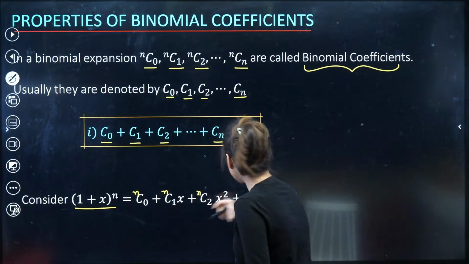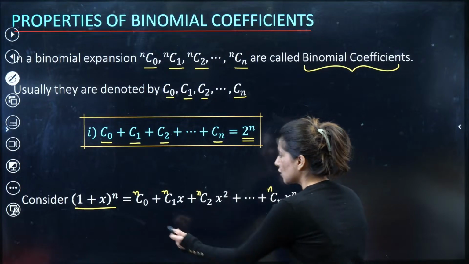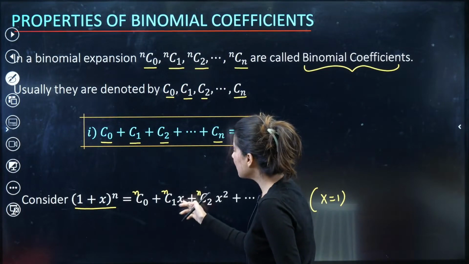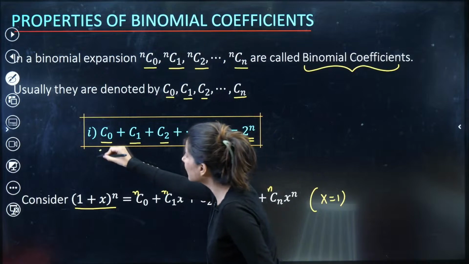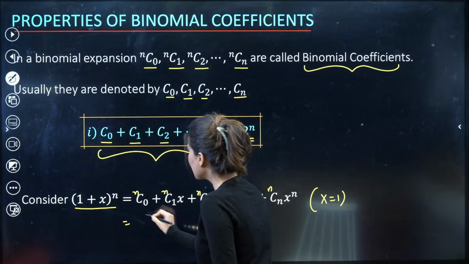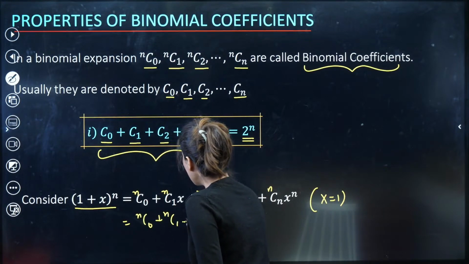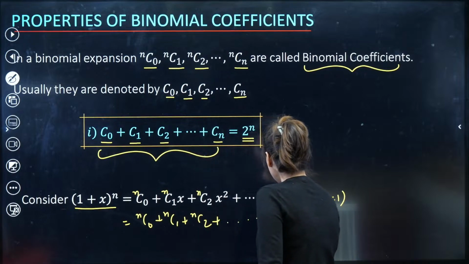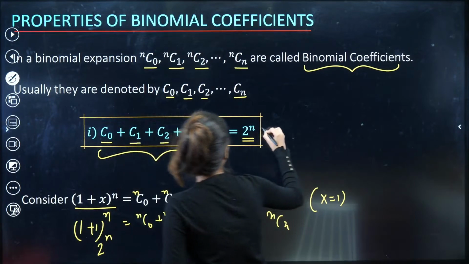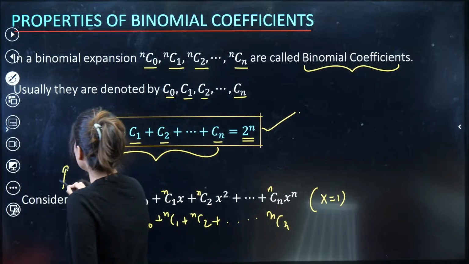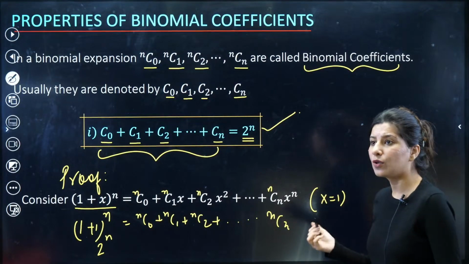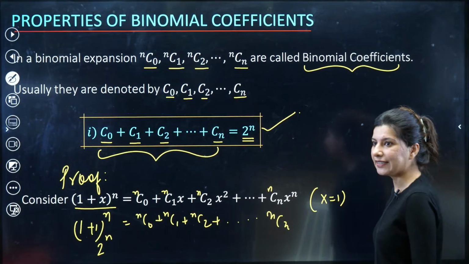And if you put x equals to 1 in the right hand side, what do you get? nC0, then nC1 because x is 1, then nC2, and so on. So the moment you put x equals to 1, the right hand side becomes nC0 plus nC1 plus nC2 and all the way up to nCn, and on the left hand side, (1 plus 1) raised to power n, this will give you 2 raised to power n. Hence you have proved it. So this is the proof of how you get nC0 plus nC1 plus nC2 and all the way up to nCn.